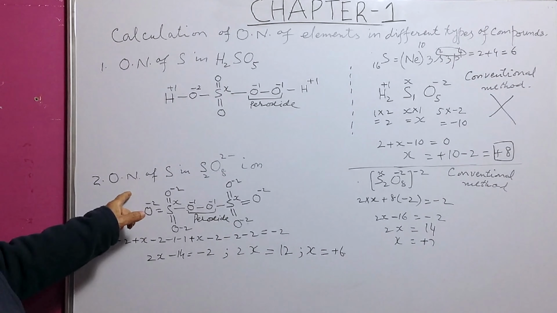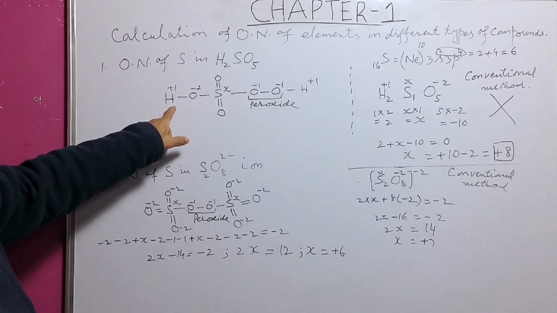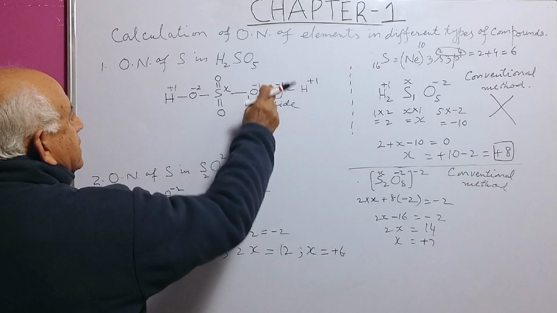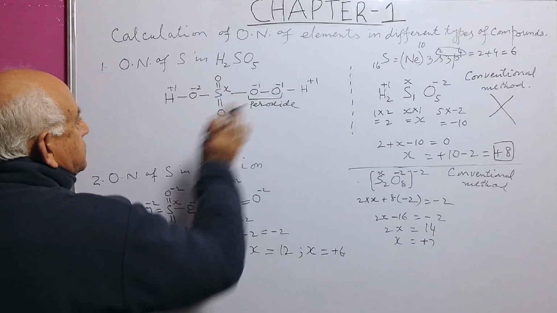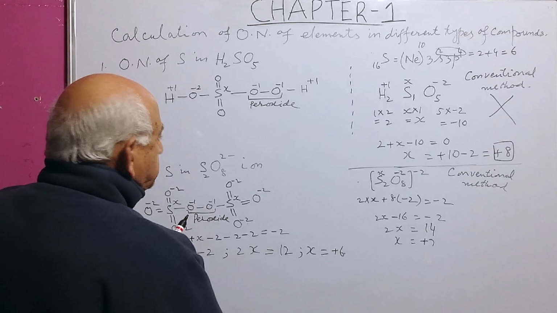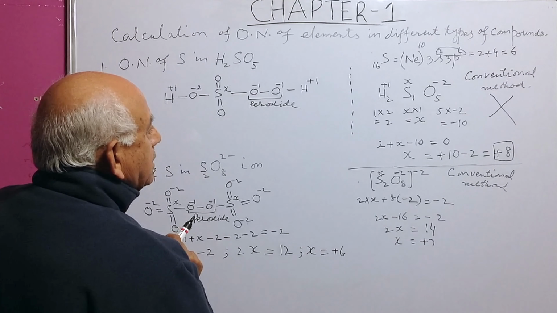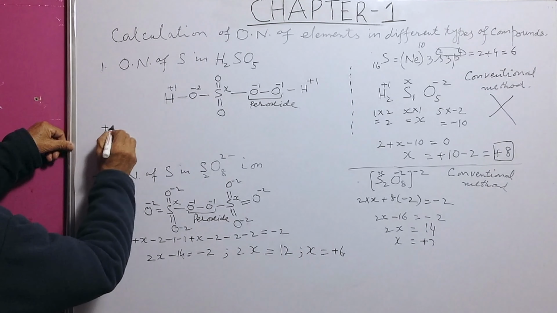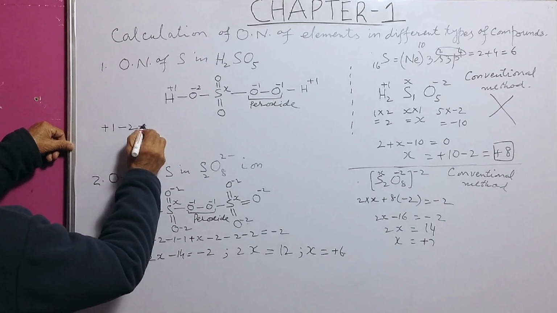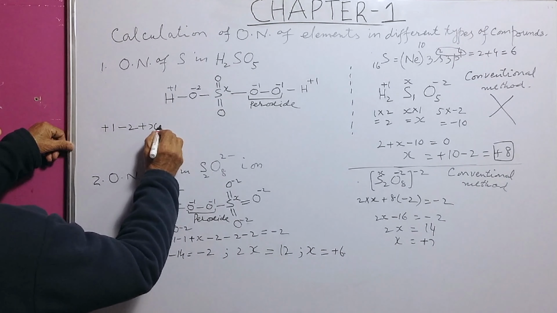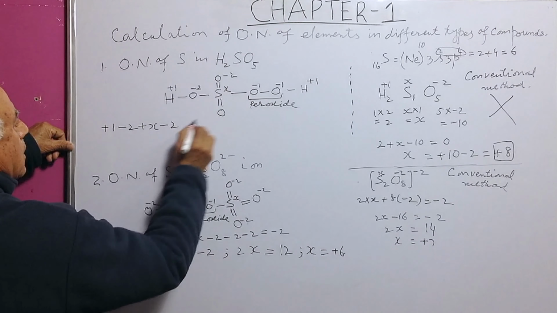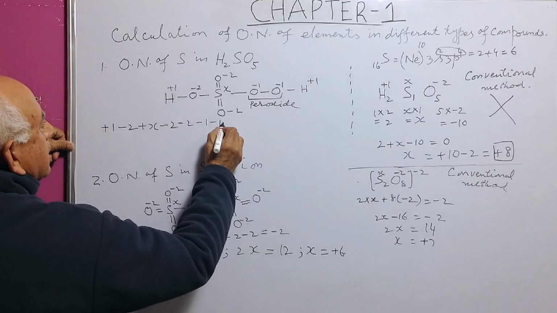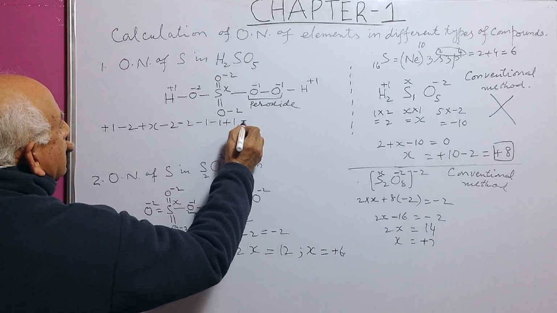Come towards the oxidation state by the structure. HO, you just write that this is the peroxide linkage in the H2SO5. Let us calculate the oxidation number of this. Plus 1, minus 2, plus X, minus 2, minus 2, minus 1, minus 1, plus 1 is equal to 0.